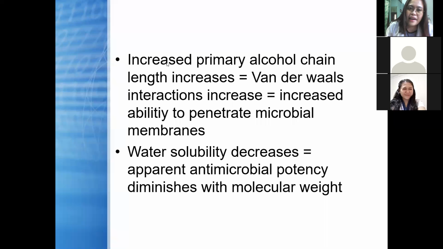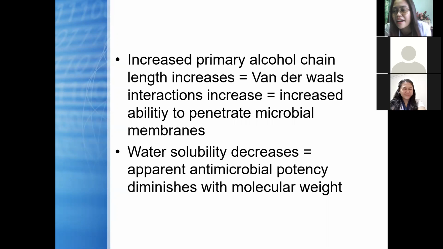This is the reason why, as you increase the molecular weight, the alcohol is more potent against Staphylococcus aureus. As the primary alcohol chain length increases from carbon number 1 to carbon number 8, the intermolecular forces also increase, especially the van der Waals interaction. These intermolecular forces are the energy required to hold the molecules together. Again, the van der Waals forces of attraction increase.